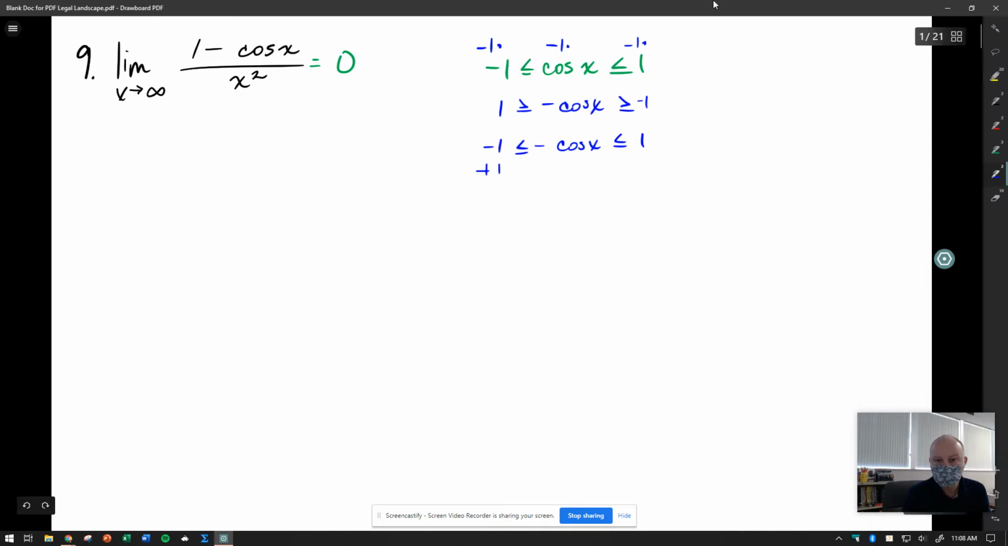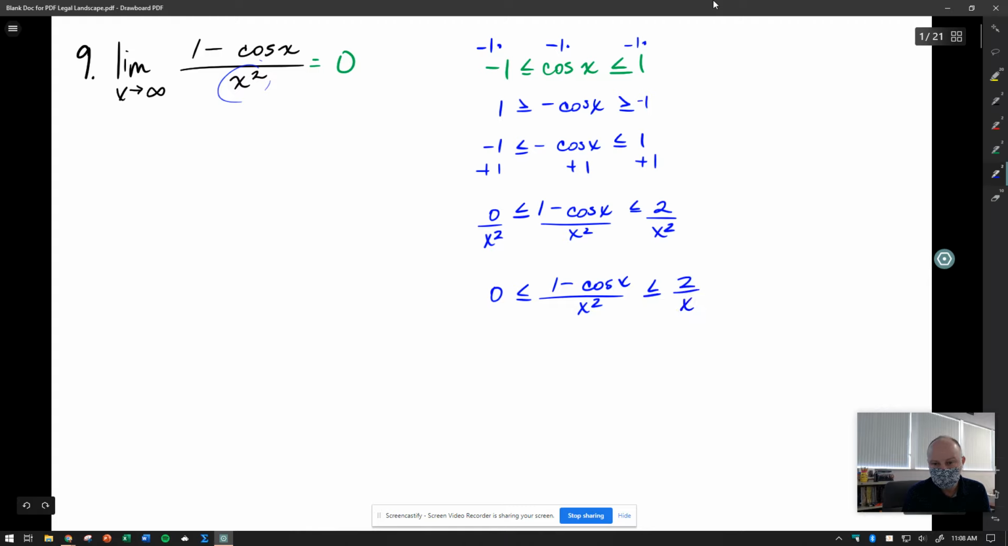And then 1 minus cosine. So let's add a 1 to each piece. So this becomes 0 is less than or equal to 1 minus cosine x is less than or equal to 2. And then let's not forget about the denominator, divide by an x squared. Divided by x squared, divided by x squared, divided by x squared. And it looks to me like we have 0 is less than 1 minus the cosine of x over x squared, and that's less than or equal to 2 over x squared.